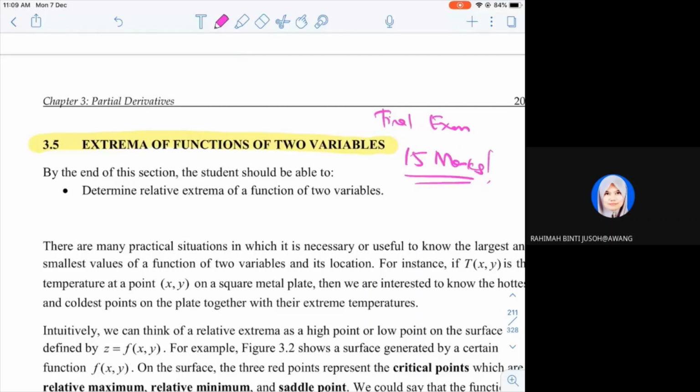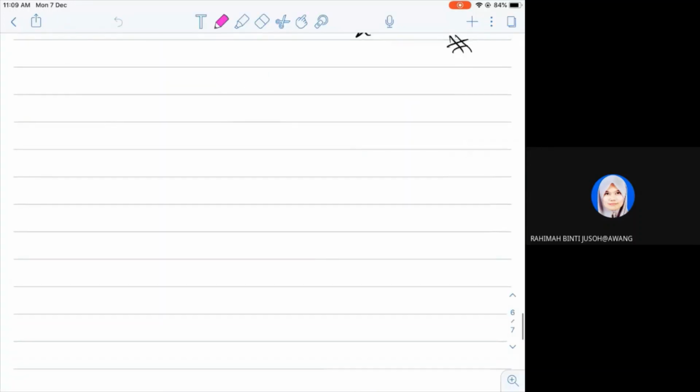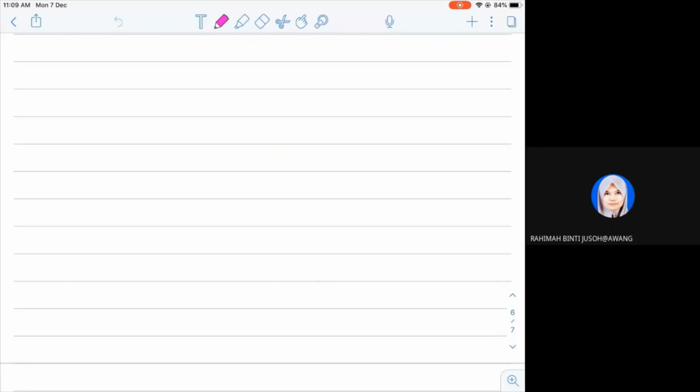So make sure you understand the steps. Okay, I will explain to you the details step by step how to solve or how to find the extrema of functions of two variables. Okay, so let us proceed. Salin ni guys, nota ni. Saya akan bagi step by step dia. Okay, so topic 3.5, extrema of functions of two variables.